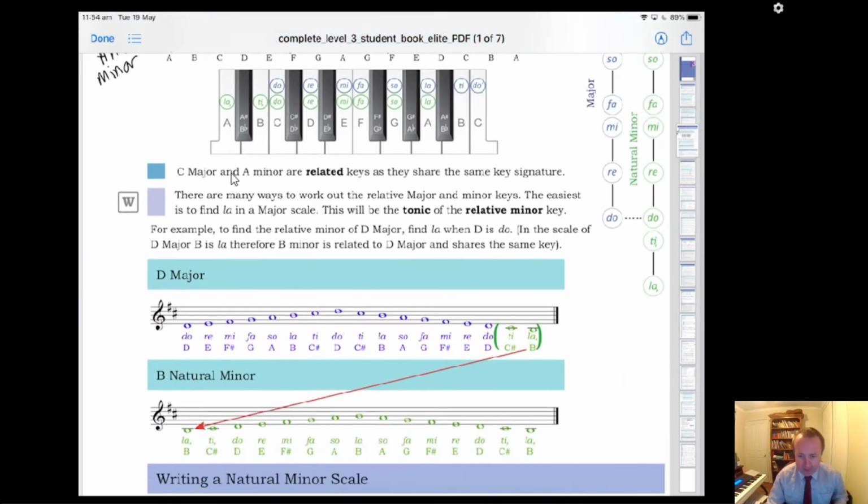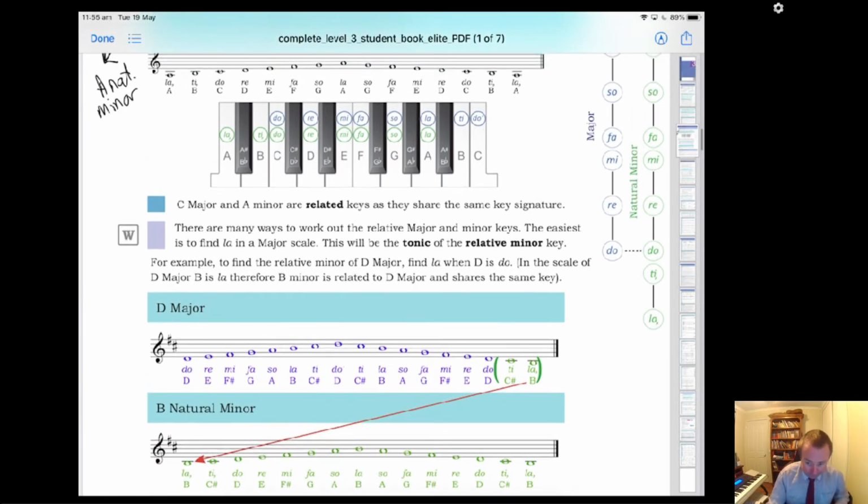So as mentioned here, C major and A minor are related keys because they share the same key signature. In this case, they share the scale of no sharps or flats, the key signature of no sharps or flats. Here's another little piano diagram that explains it quite well. If you look here, the blue circles are the major scale.